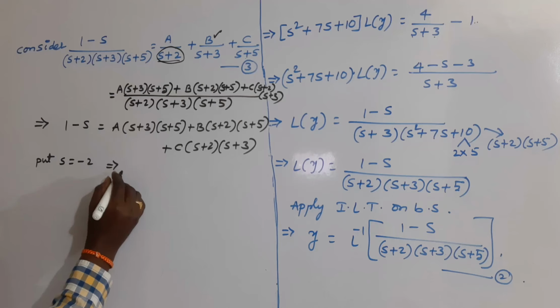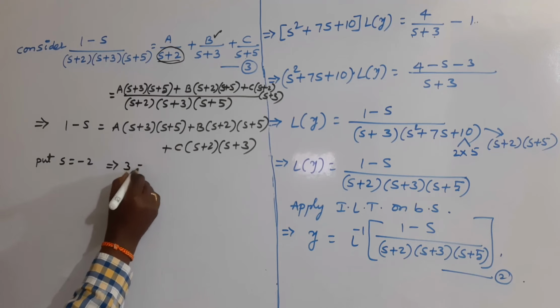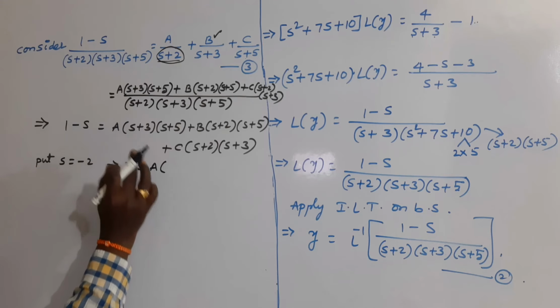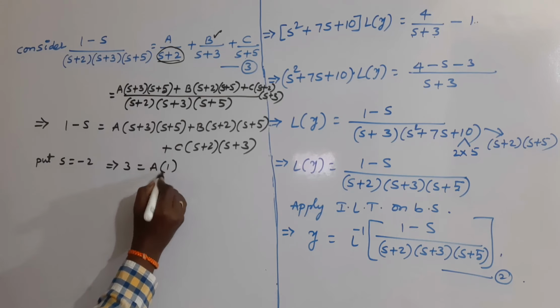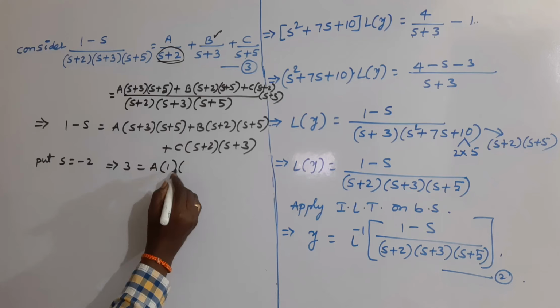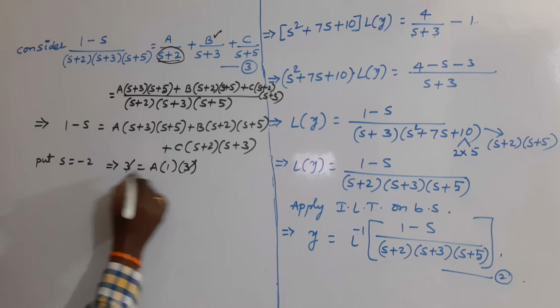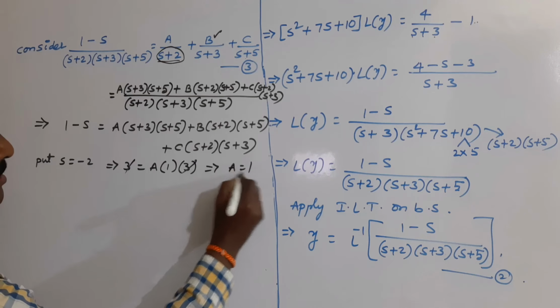1 minus of minus plus 1 plus 2, it would be 3. So capital A into minus 2 plus 3, it is 1, minus 2 plus 5, it would be 3. So 3 getting cancelled, that's why A value is 1.